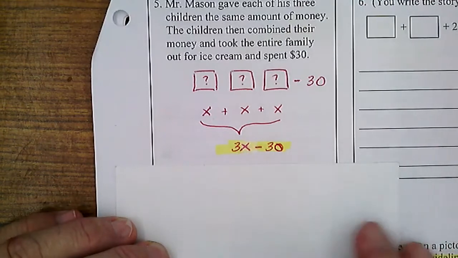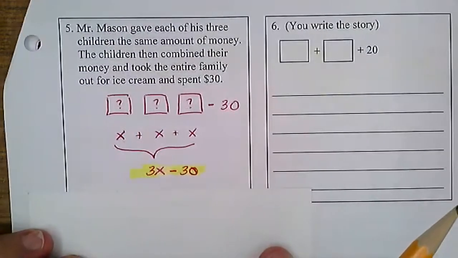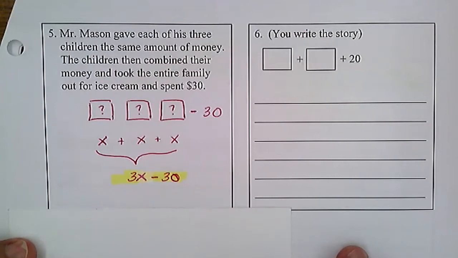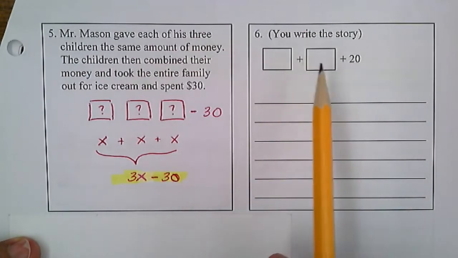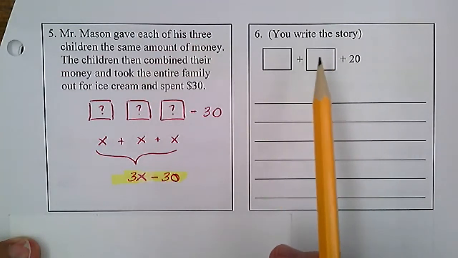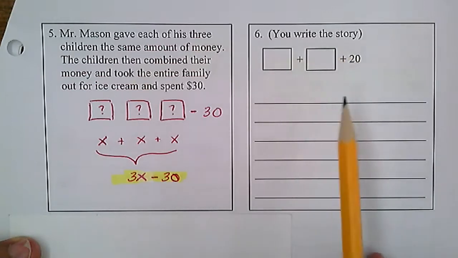3X minus 30. Okay, now on number 6, you're going to have to do number 6 on your own. Okay, so this is worth 2 points. I gave you a box. You could put a question mark there if you wanted. And here's another one, a question mark. And then plus 20. Now you need to write the story.